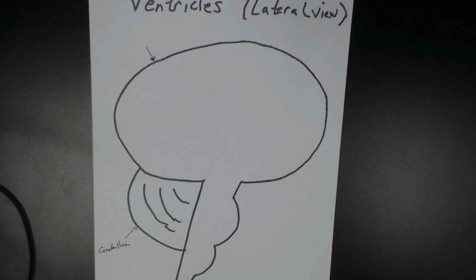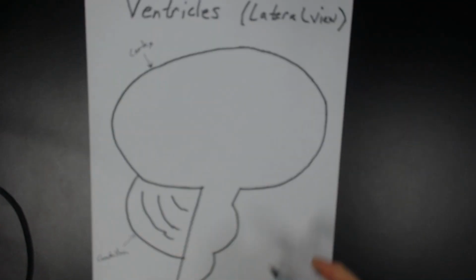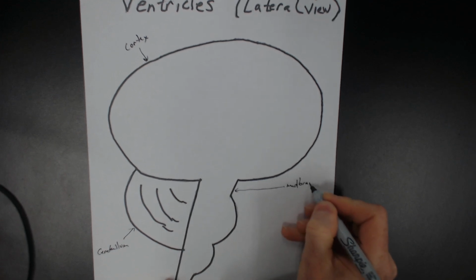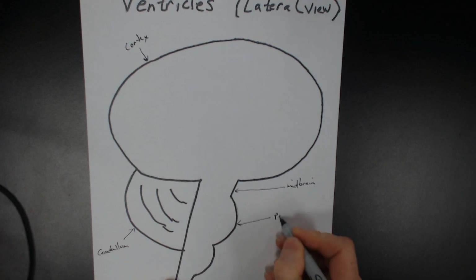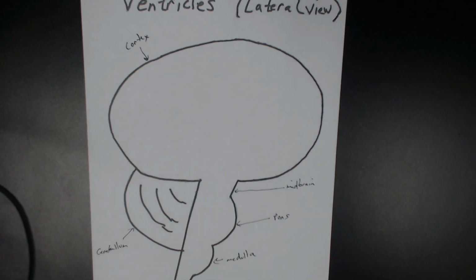I like to look at the ventricles from a lateral view because I think it's the best way to see all the parts of the lateral ventricles. We'll talk about the different kinds of ventricles, but specifically the lateral ventricles, this gives the best view of all the parts of them. So here's your cortical region or your cortex. And then your midbrain, your pons, and your medulla. So just a straight sagittal section.